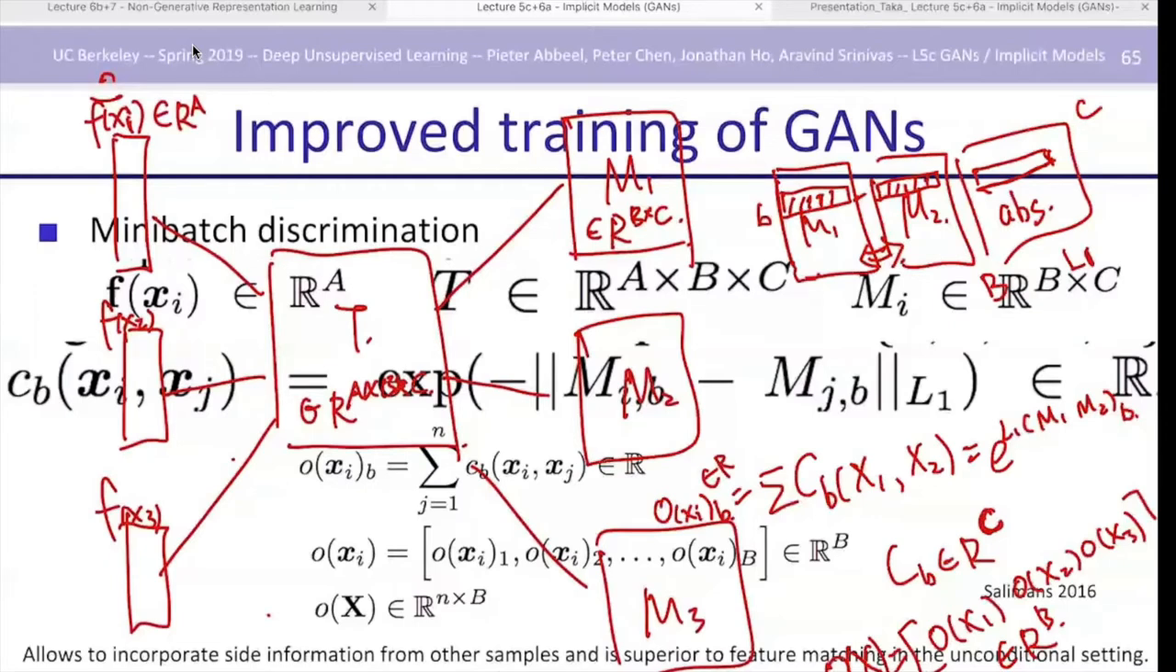Understand? Everyone following? It helps if you go through some of the other things on this slide at the same time. I think several of us are having a dialogue on this. So can you give me the intuition for why mini batch discrimination is helpful? I think the blog post that Takanori wrote also tries to explain that.